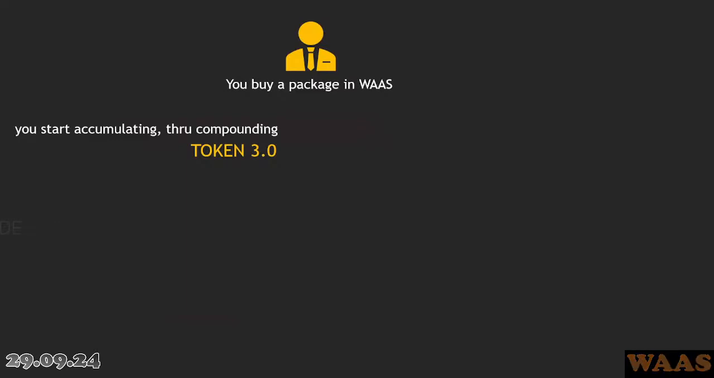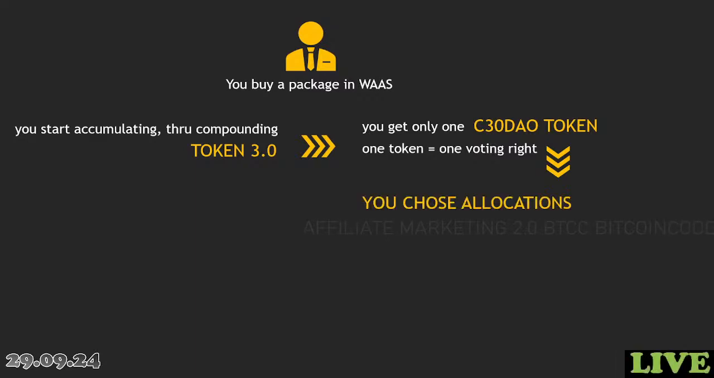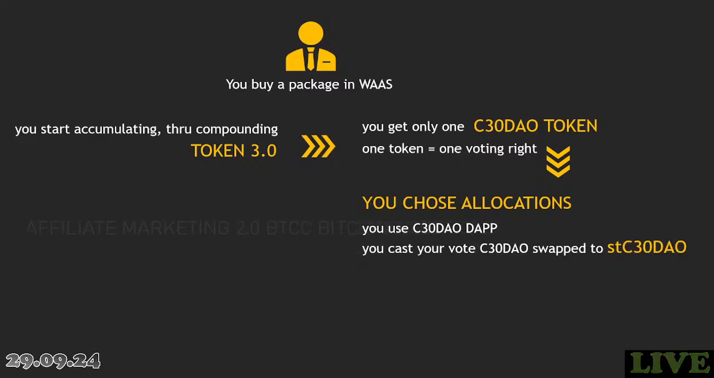So I'll just help you understand this in a nutshell, and this is an overview of the entire presentation. Once you buy a package in WAAS, you start accumulating token 3.0 through compounding. Whatever you have accumulated over a number of days, whenever an allocation is available, you first get a C30 DAO token to cast your vote. With this, you show your intention to participate in allocations. You choose the allocation in which you want to participate, you cast your vote, and your C30 DAO token will be swapped to ST C30 DAO, which is considered your confirmation to participate in that allocation.